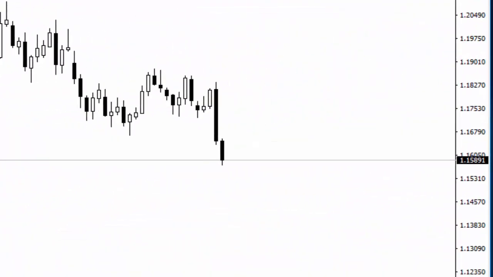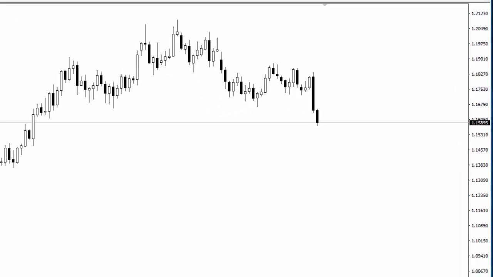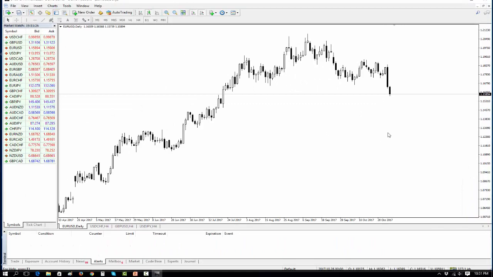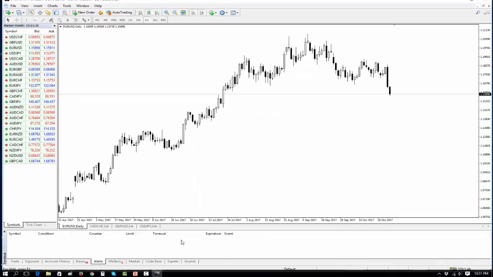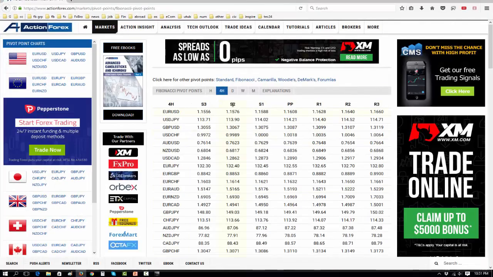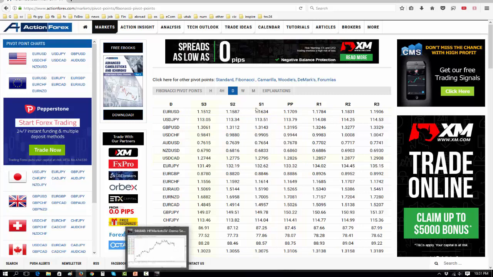Welcome back to the MT4 chart. Here you are seeing the Euro USD pair, currently in a D1 chart. The market price is 1.1589 and today's pivot point is 1.1709. The market is going down, and support 1 level was 1.1634 and support 2 is 1.1587.